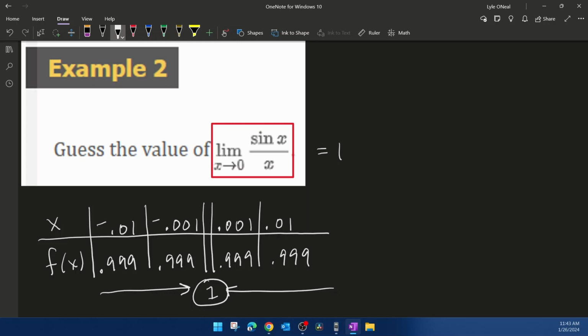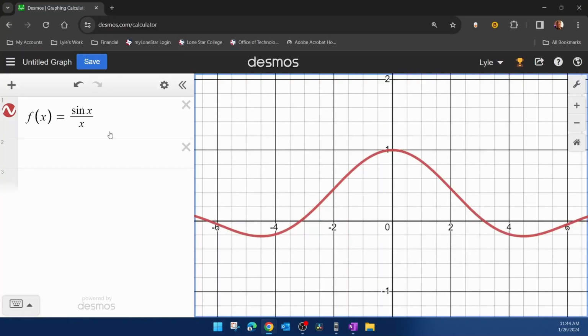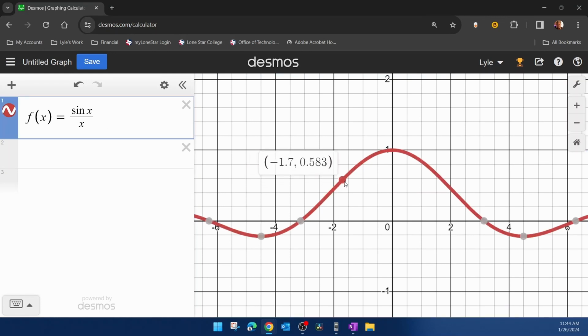Evaluating with a table, let's check it with Desmos. All right, in Desmos, with our function sine x over x, we can see that as we approach 0 from the left, we're approaching a height of 1. And as we approach 0 from the right, we are approaching a height of 1.